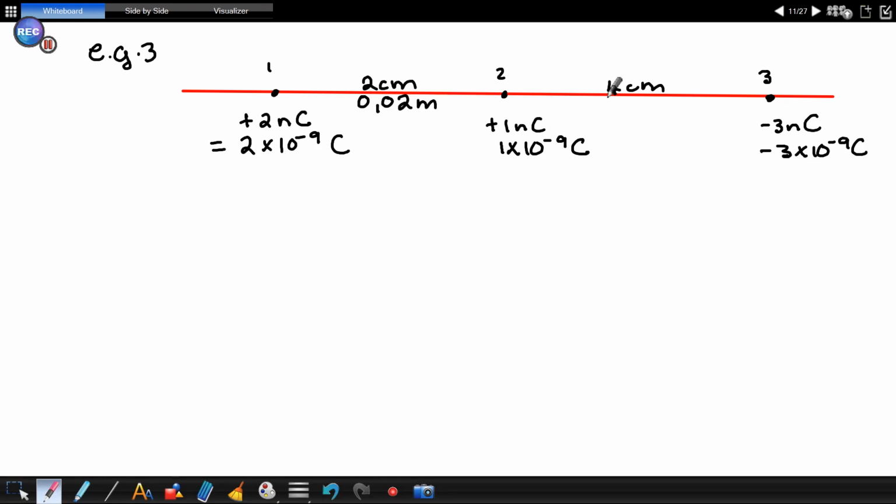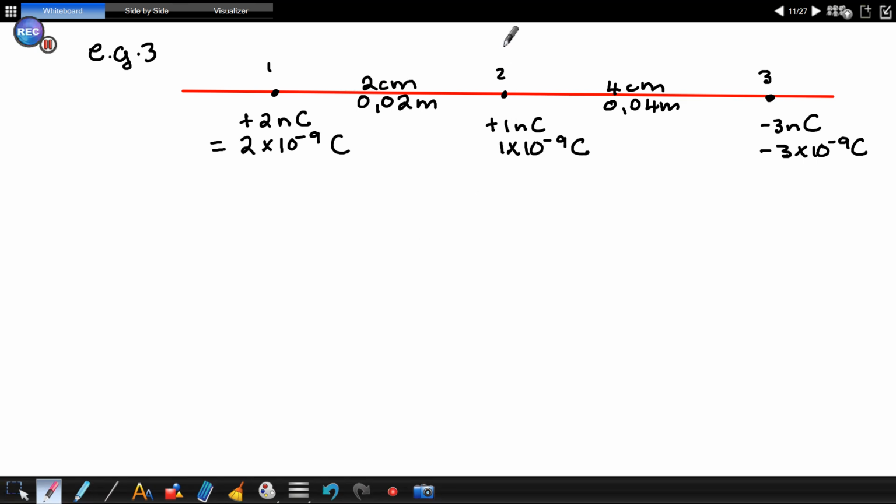0.02 meters. 0.04 meters. The second thing I see is that you're going to forget where you are. Meaning the following. Calculate the magnitude and the direction of the net force on Q2.